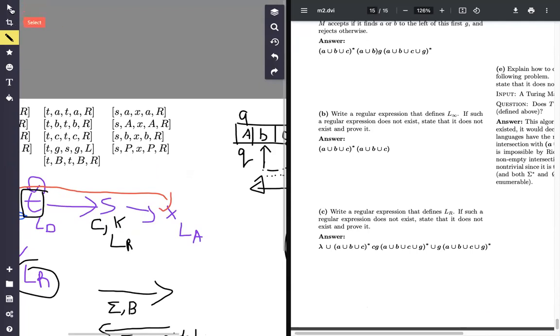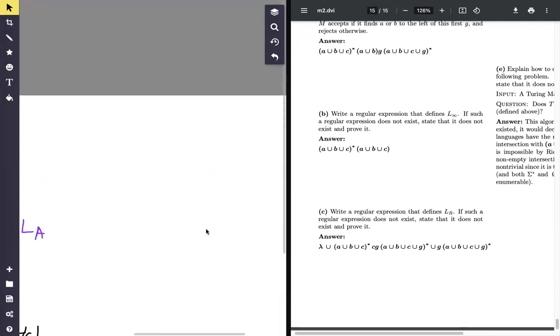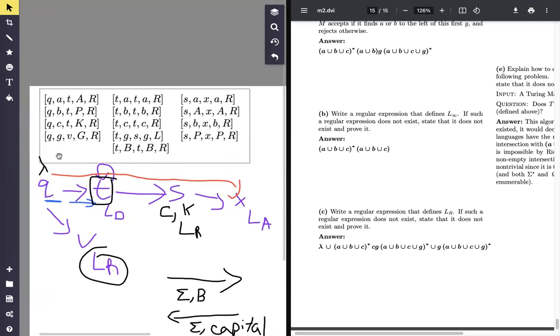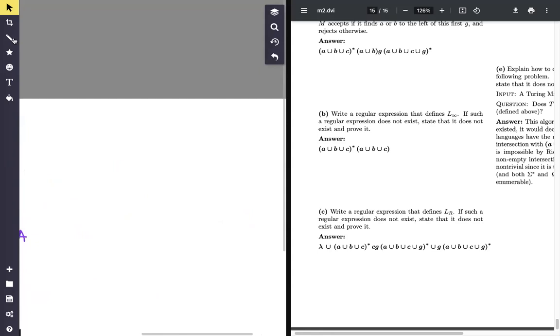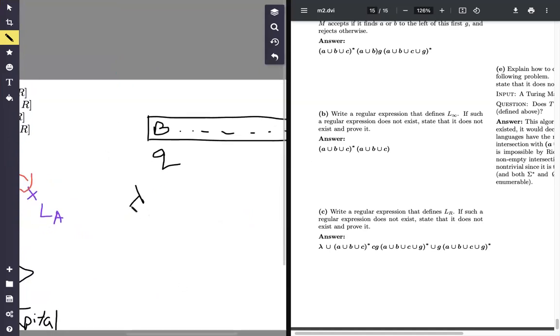Okay, so we have all the ways that we're going to halt. Let's start with the obvious one, halting on state Q. Halting on state Q means I need to see a blank. So how do I enter state Q and see a blank? Well, if there's a blank here, then the rest to the right of it is all blanks, which means my input string was empty. So lambda is the first part of my answer. Easy.